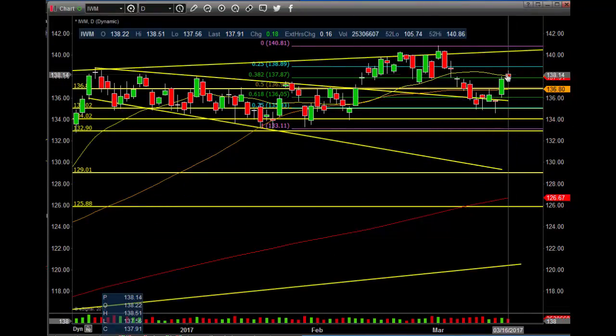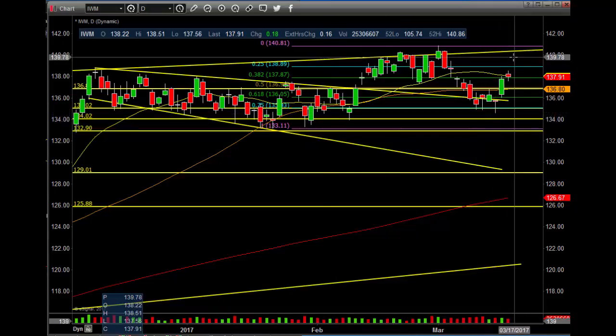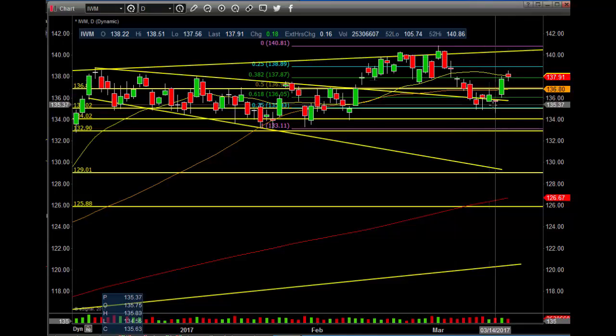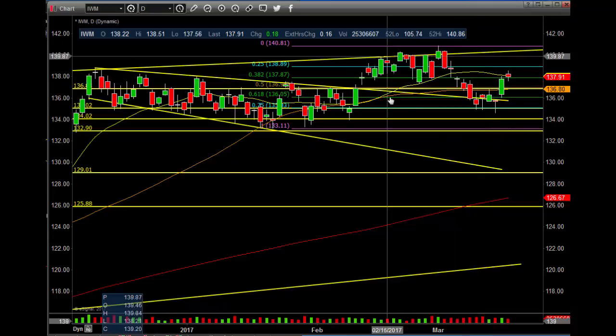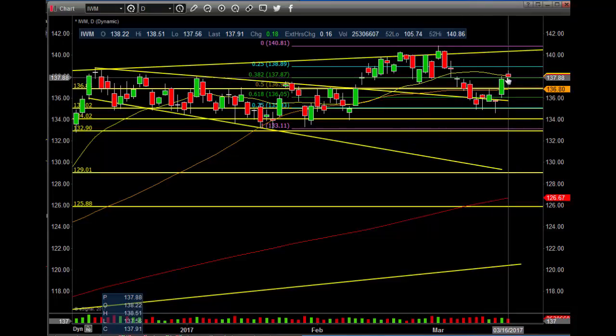IWM, again, trying to get above the 20 MA. It almost did, closed right below it again. But hey, we had a nice 2-day move off of a little tail. Did fill the gap the other day. Pulled back a little bit more the other day and right back up again as normal. Buy the dip. It's been working forever, so why not do it now? Again, light volume market. It did try to get back above the 20 MA, came right back in.